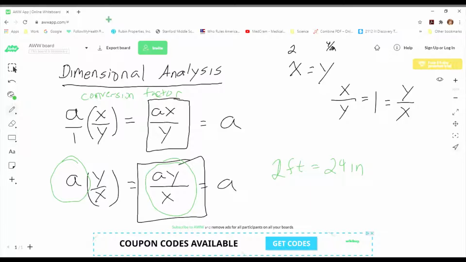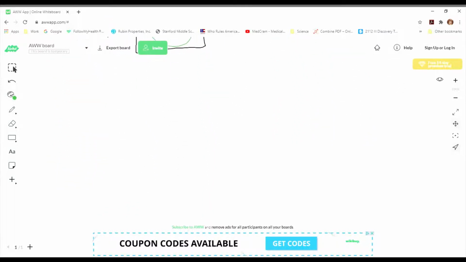Actually, let me go ahead and get the black back. Oh, you know what? I'm going to pan this a little bit. Let's do a sample problem. Get out your calculators because we're going to be doing some calculations. All right. So let's say you have 72 inches. I need to put my pen on here first. The question is, how many feet is 72 inches? So I want to convert my 72 inches into feet.